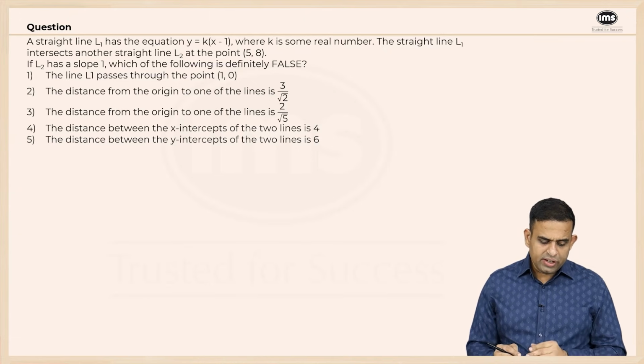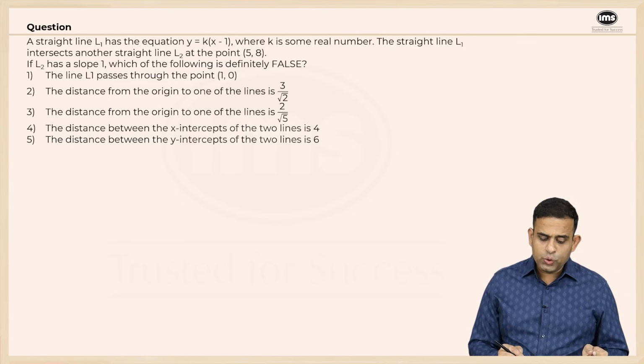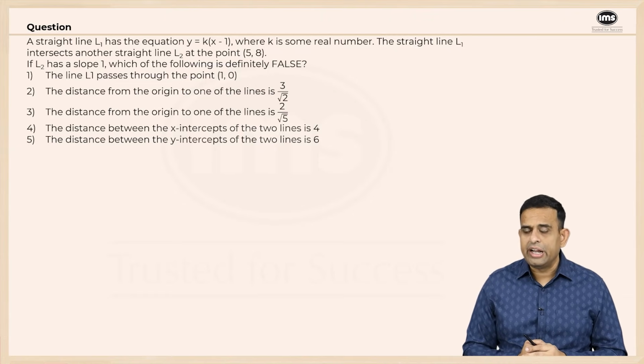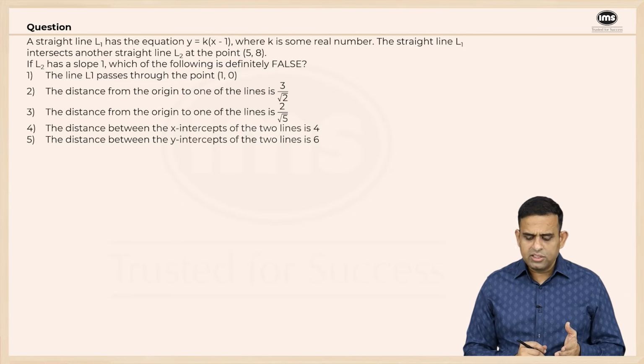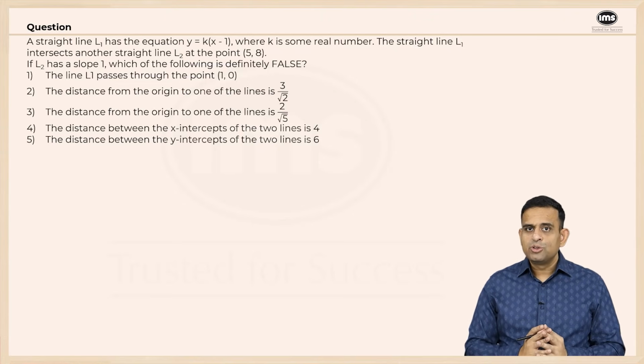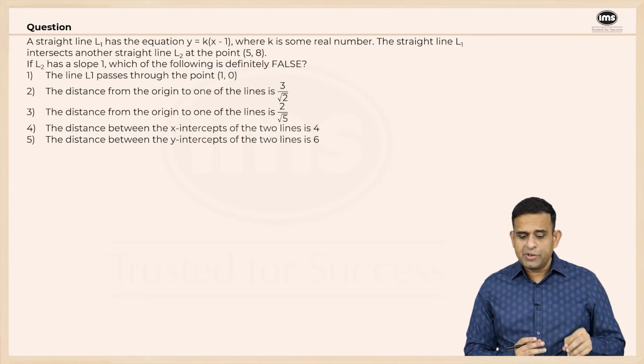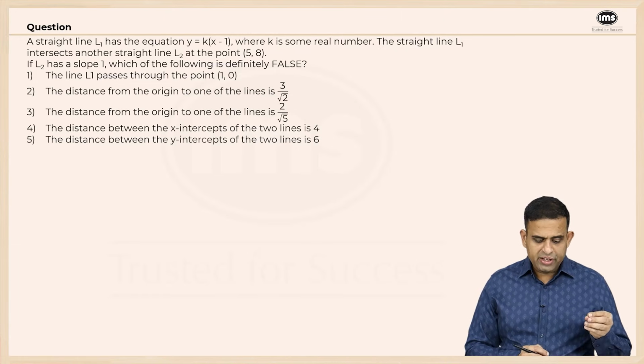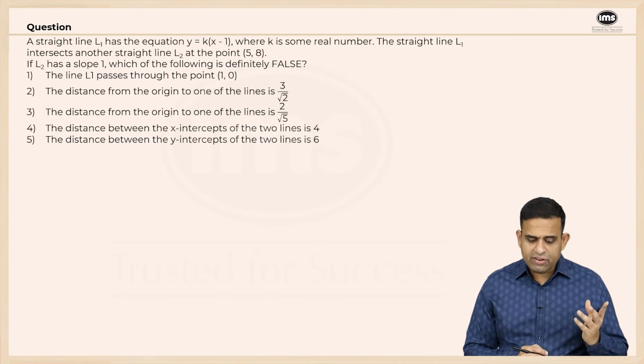The straight line L1 intersects another straight line L2 at a point, let's say, (5, 8). It simply means that both lines L1 and L2 are passing through (5, 8). So (5, 8) must satisfy the equation of line L1 as well, and we can easily find the value of, let's say, k from there.